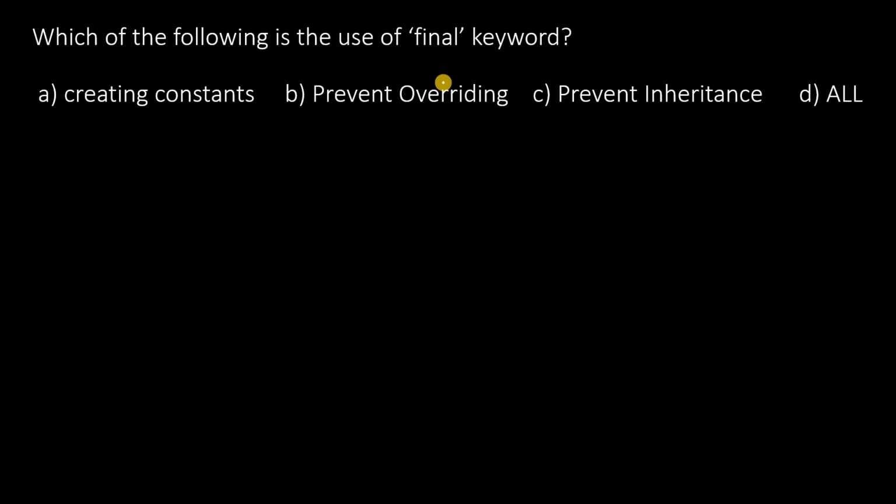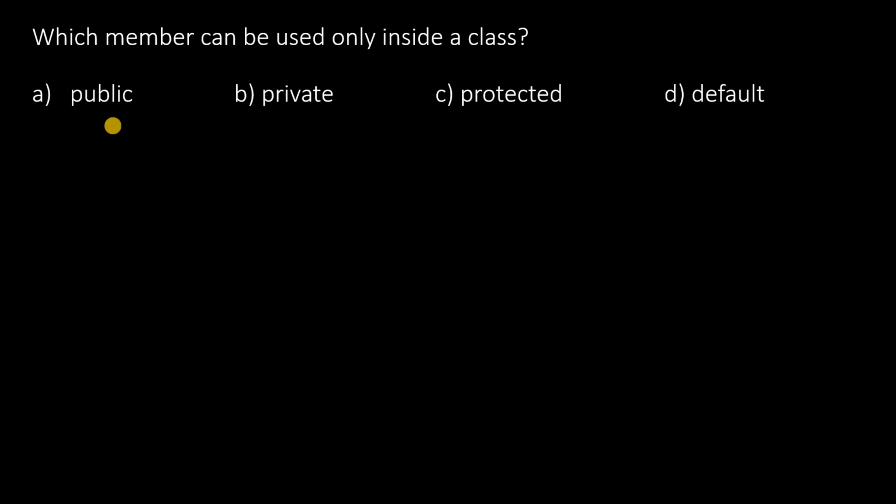Next one, which of the following is the use of final keyword? First option, it is used to create constants, it can prevent overriding, it can prevent inheritance. Option D is all. The answer is all. Next one, which member can be used only inside a class? The answer is private. The private members can be used only within that class. You cannot access them outside of that. Okay.